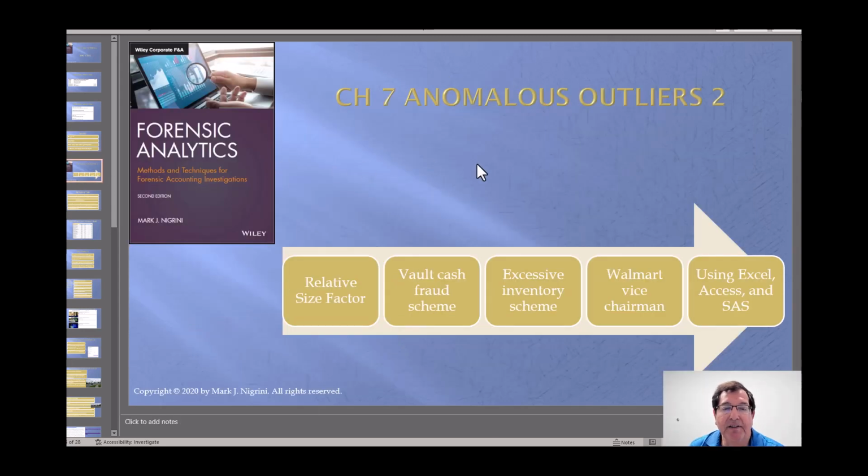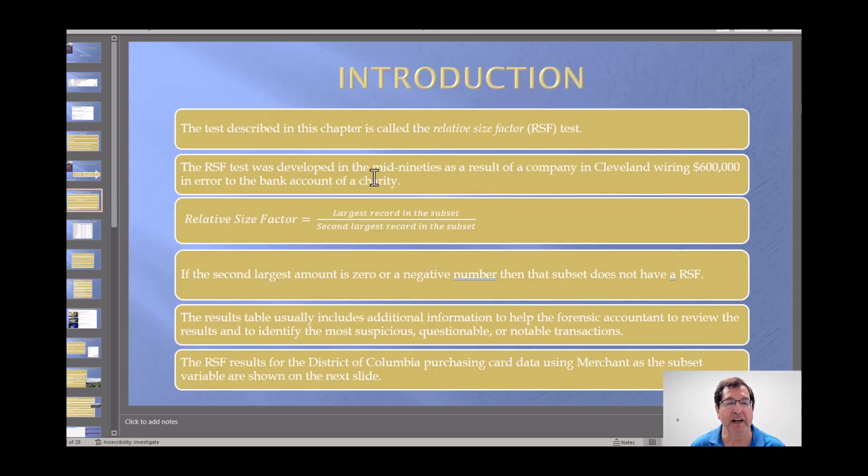This is Chapter 7. It's all about anomalous outliers. This is our second chapter where we're looking at outliers, and we have the relative size factor and a few reasonably exciting cases. Let's have a look at the relative size factor test.